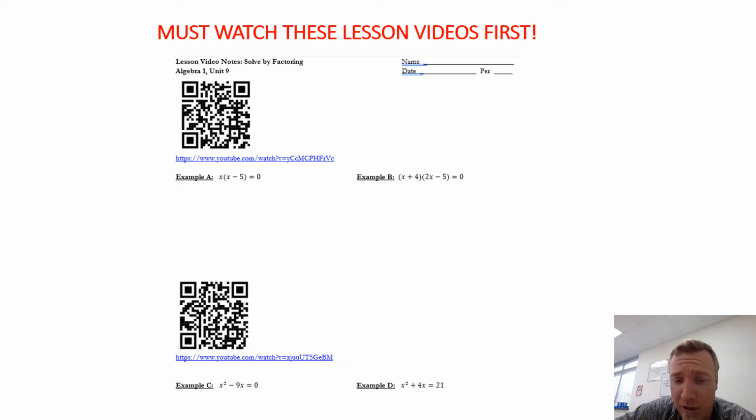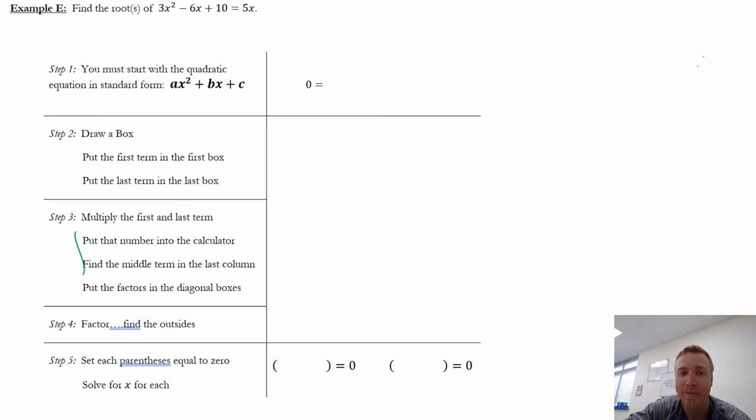Make sure before you get into the activity with your partner today that these lesson videos, you scan these QR codes and you do these 4 examples before you get started to refresh your memory on how we factor. If you're going to solve by factoring, you first need to know how to factor using that box method that we looked at this year. So here's the example. This is on the back of your lesson video notes. If you'll work this example with me, we're going to find the roots of 3x squared minus 6x plus 10 equal to 5x. We're going to solve this quadratic and find the roots or solutions by factoring.